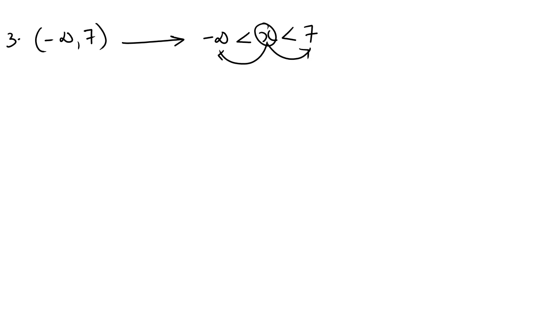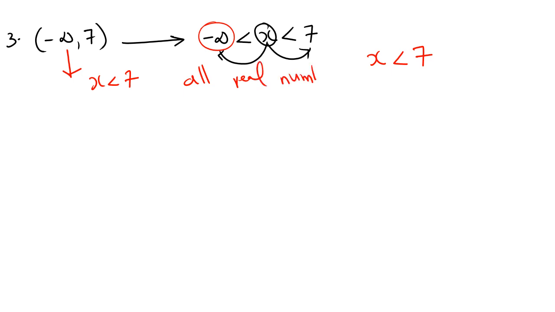But then when reading these, because negative infinity is not a real number, we cannot get to that. We don't even know what that is. So you can simply just write x is less than 7. Okay? So x is less than 7 is enough to describe this relationship here, which means this interval here means x is less than 7. So because of that, you say all real numbers less than 7.